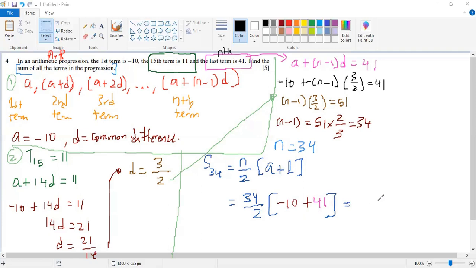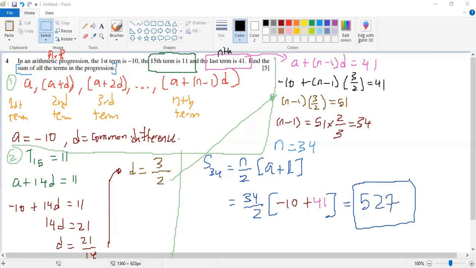Let's calculate that, please, in the calculator. I think it should be 527, the sum of all the terms in the progression. Is it correct? Wait, I think maybe I got the calculator part wrong. Let's calculate that again, please. 41 minus 10 times 34 over 2. Yep, that's correct, n over 2. The n is 34.